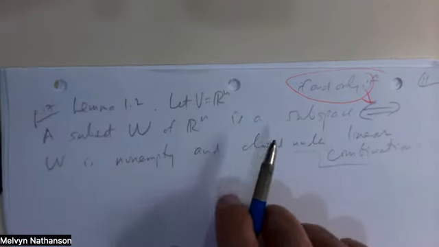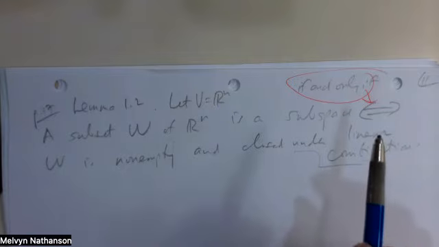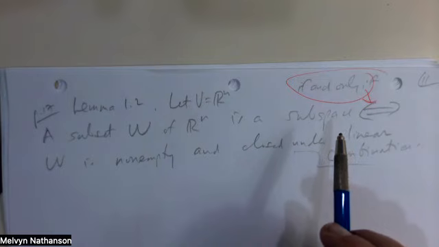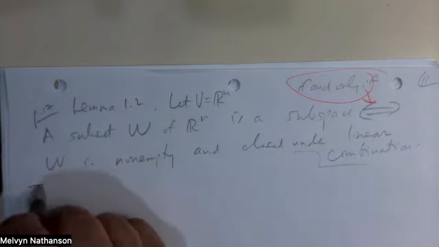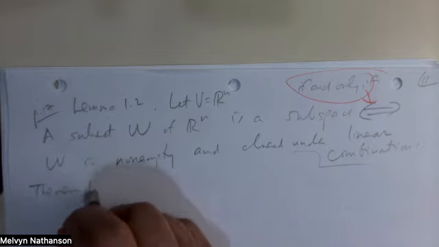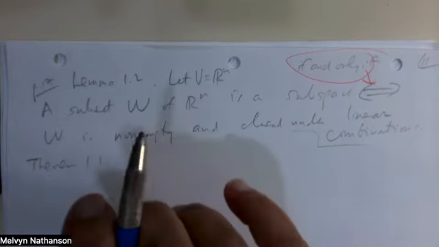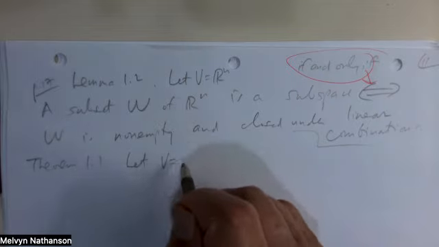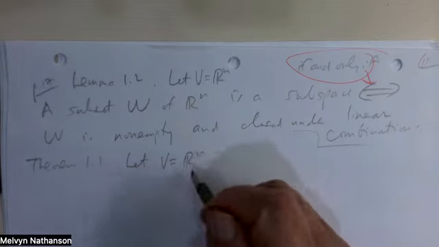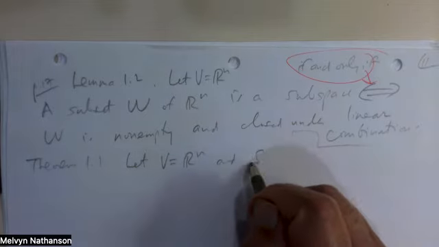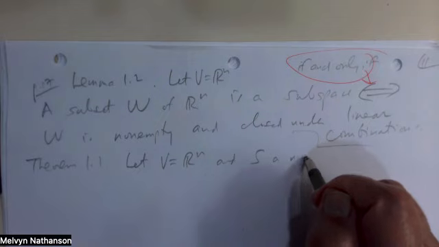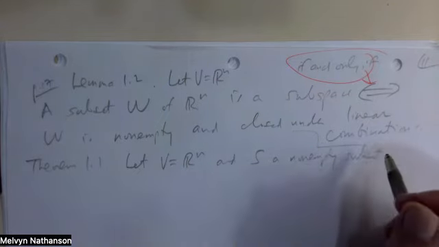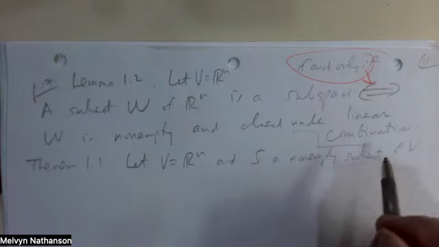And that means that every linear combination of vectors in W belongs to W. And from that, we get theorem 1.1, which says: let V be equal to the vector space Rn, and S a non-empty subset of V.